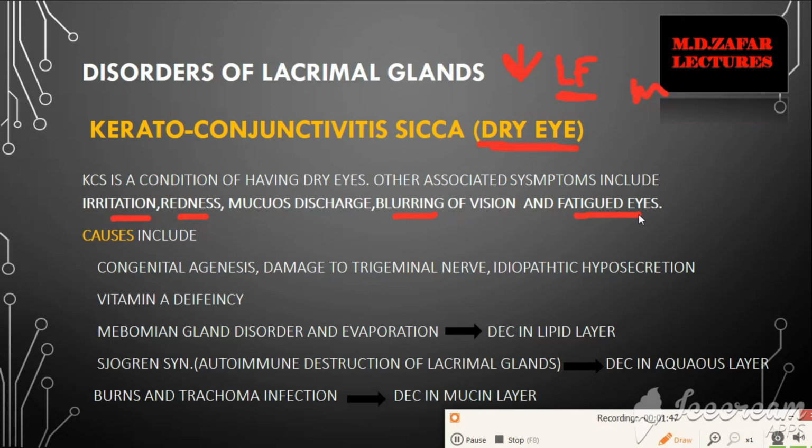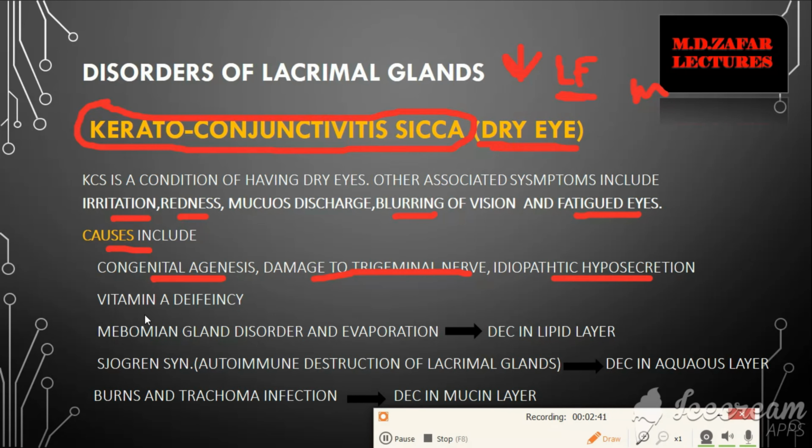Eyes will become very painful, and this is known as keratoconjunctivitis sicca, otherwise known as dry eye. Now talking about the causes. Congenital causes include congenital agenesis, that is the absence of formation, damage to the trigeminal nerve, or idiopathic hyposecretion. Vitamin A deficiency also leads to dry eye.